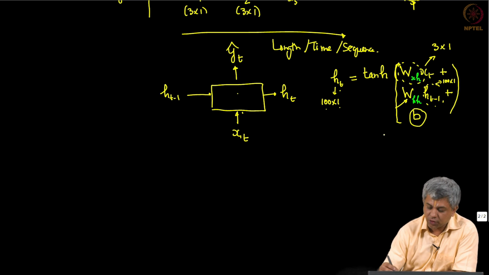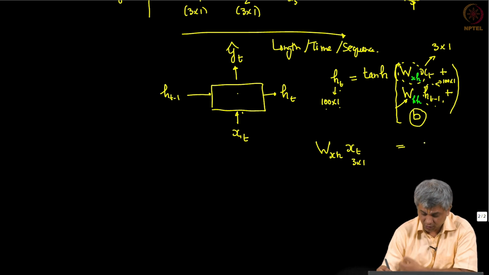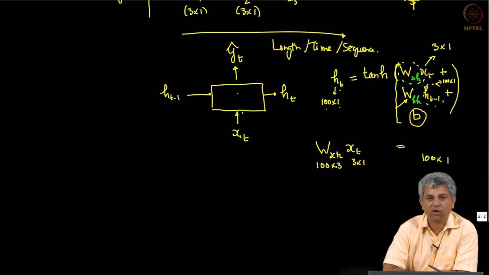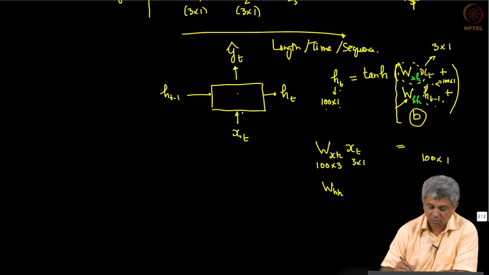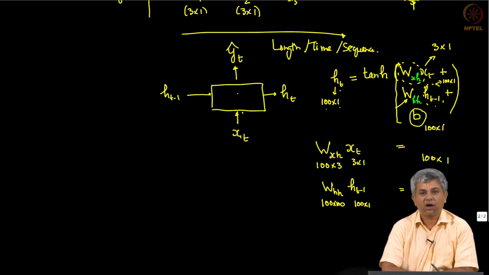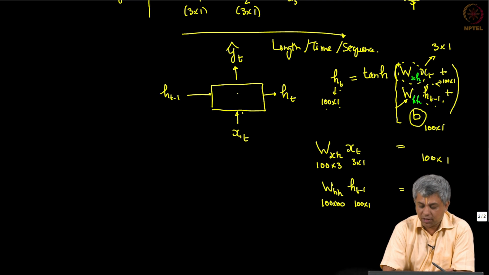I hope you tried it. So, as you can see, wxh takes in a 3 cross 1 matrix. This should give you a 100 cross 1 matrix as output, which means wxh has to be 100 cross 3. Similarly, whh has to be 100 cross 100, so that you can take a 100 cross 1 matrix and give a 100 cross 1 matrix as output. Simple dimensional consistency requires that you have 100 biases for a 100 cross 1 matrix here.